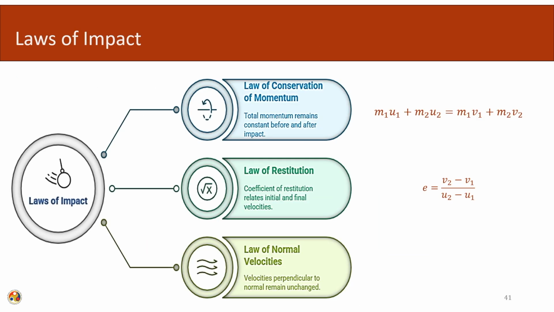Laws of impact. A very simplified approximation of the impact event can be described using three laws. The law of conservation of momentum: the total momentum remains constant before and after impact. The law of restitution: the coefficient of restitution relates the initial and final velocities. And the law of normal velocities: the velocities perpendicular to the normal remain unchanged.